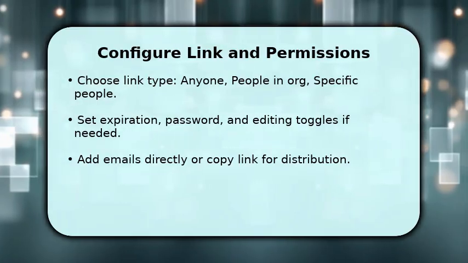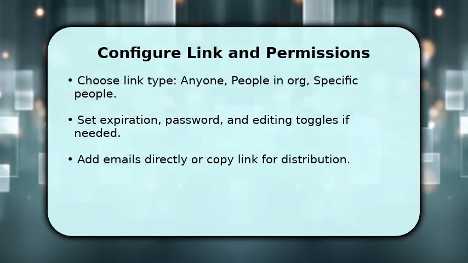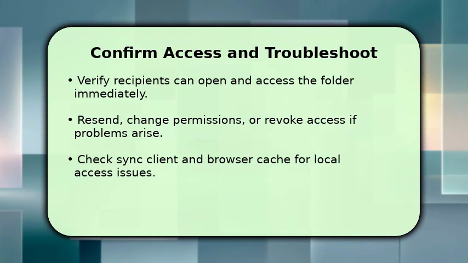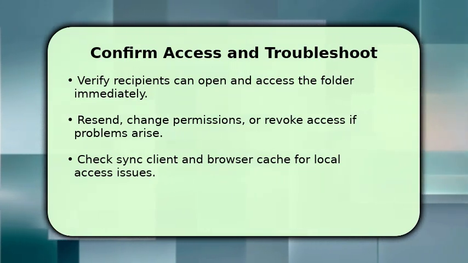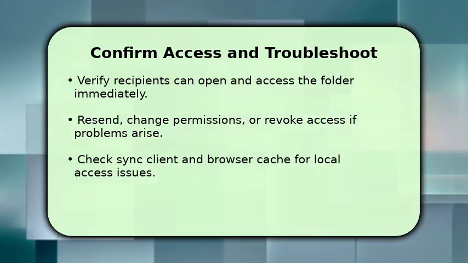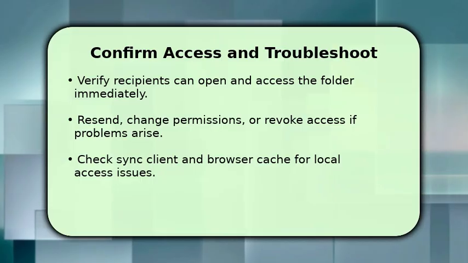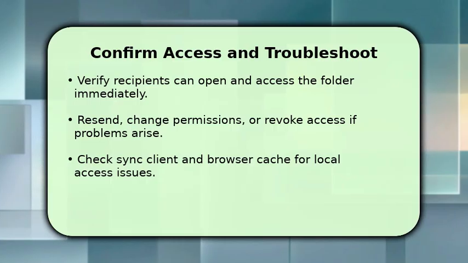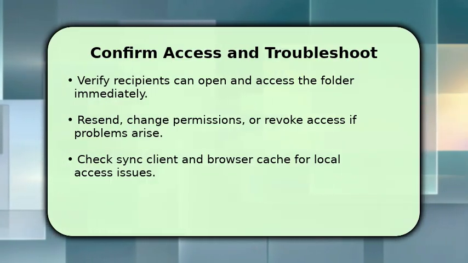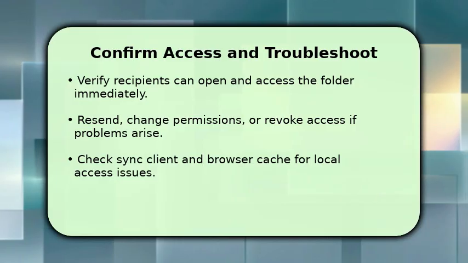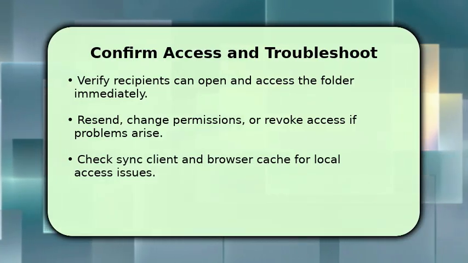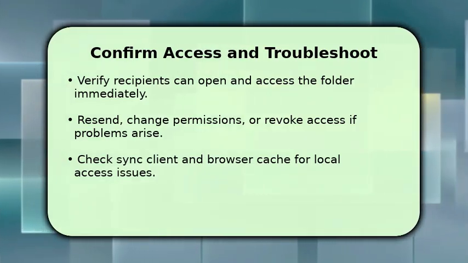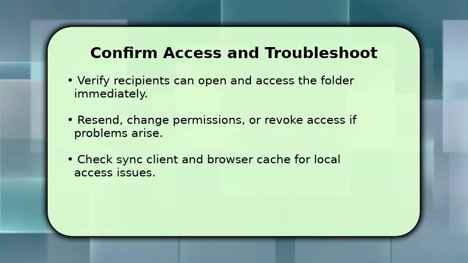Finish by confirming recipients actually have access. Ask one person to open the folder and try a basic action like viewing or editing a file. If they can't, change the link type to specific people or resend the invite, and make sure you didn't restrict by organization accidentally. If sync problems occur, check the OneDrive client status and clear browser cache or sign out and back in. These steps resolve most common issues.